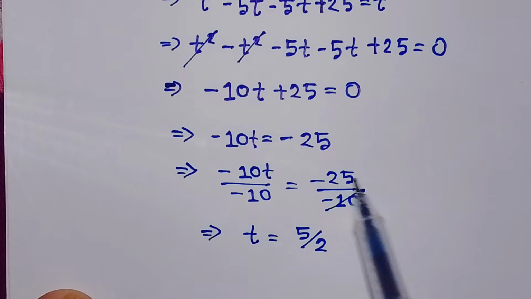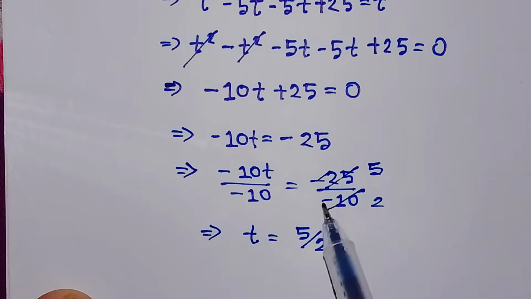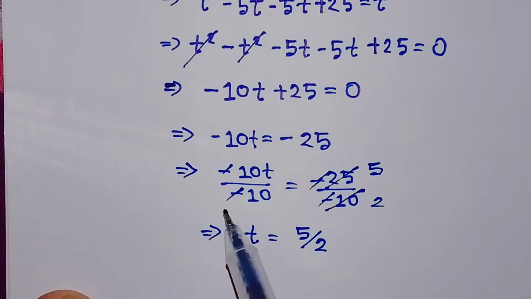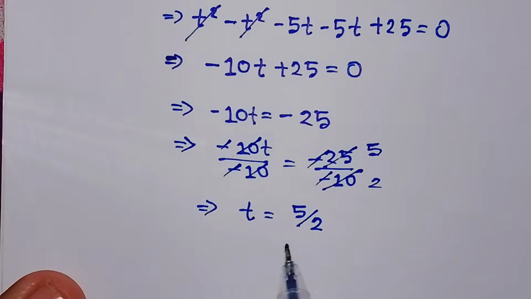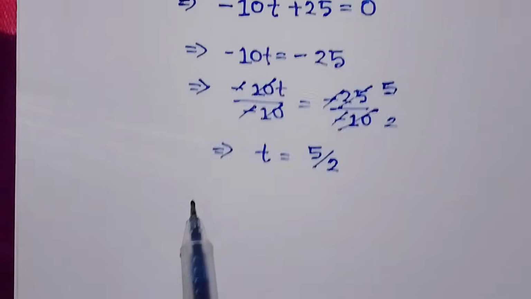Then this 10 and this minus 25 will be cancelled out. 5 by 2, this minus cancels out this minus, and this 10 will be cancelled out this 10. So the real value of t is minus 5 by 2, but we have to check this equation.